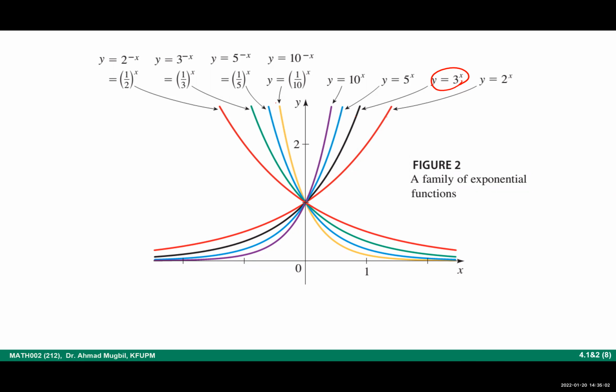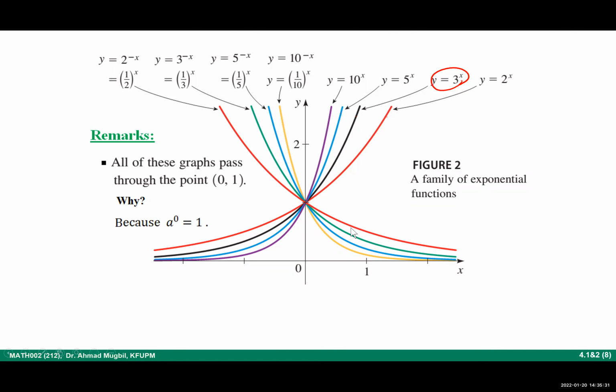Yes, please. They intersect the y-axis at the same point. All of them pass through the point (0, 1), and this is the first remarkable point. Do you know why? Yes, a to the power 0 is always 1, for any a greater than 0 and not 1. You're right. Because a to the power 0 is 1, all of them will pass through this point. What else? Please give me your remarks about these graphs.